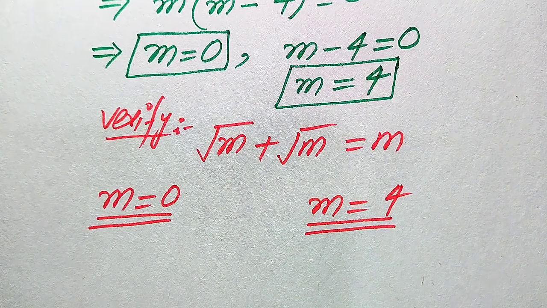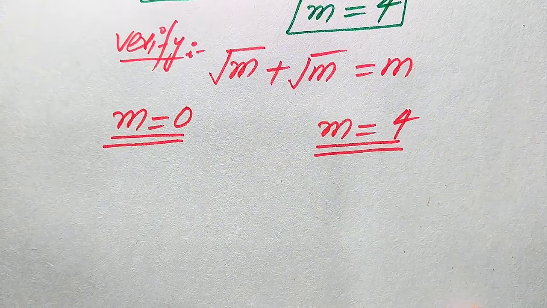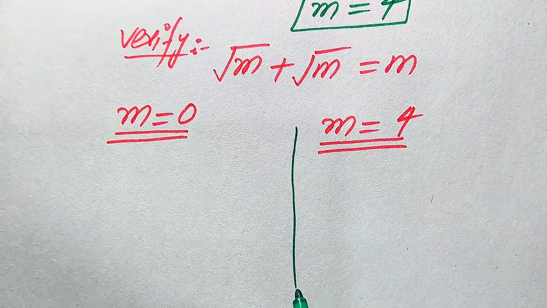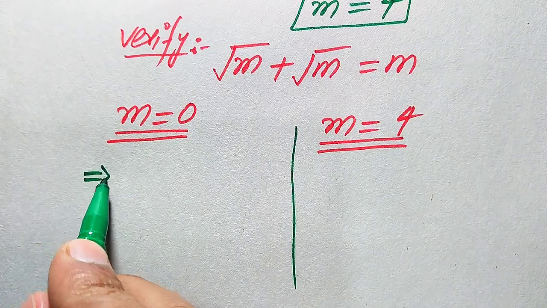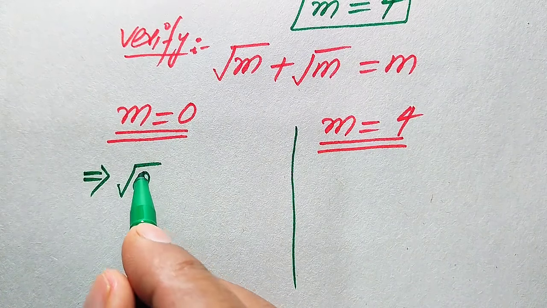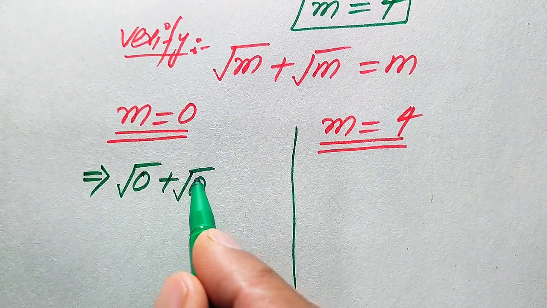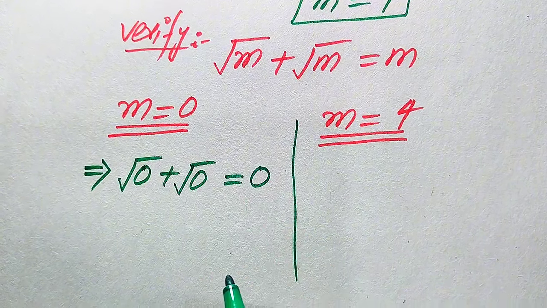Further in the next step we need to simplify the terms, and when we substitute m = 0 on both sides, it will be written as √0 + √0 = 0.